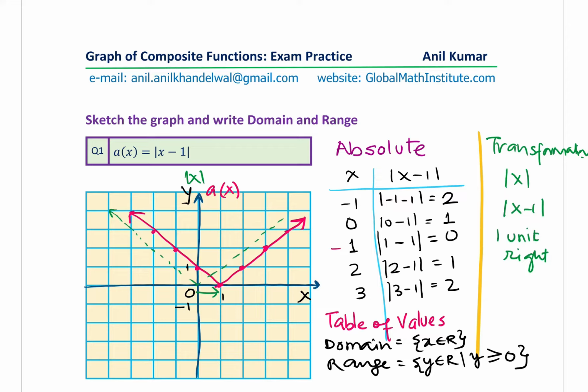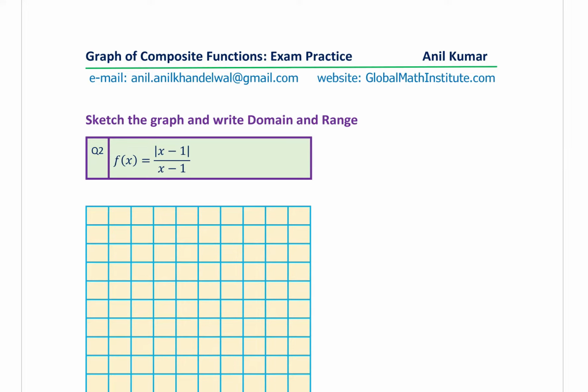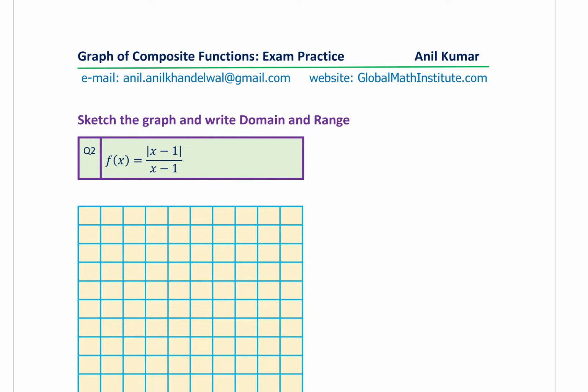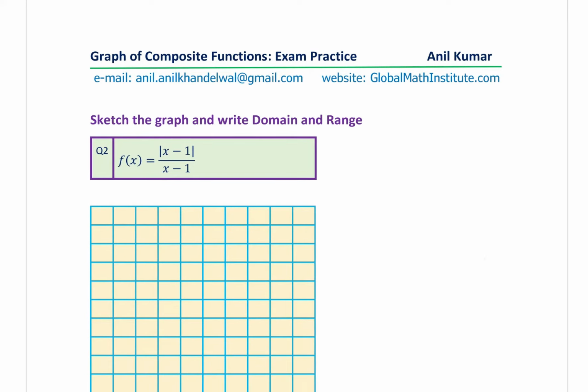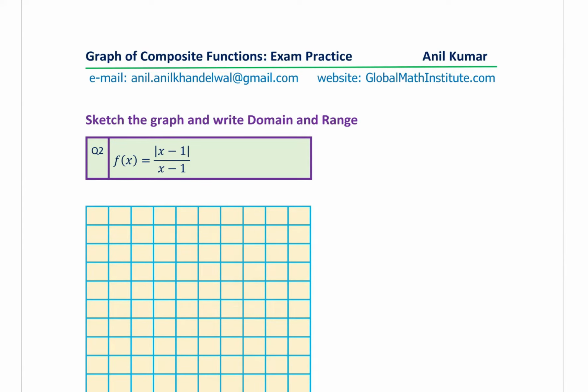Now let's take the graph of the next function, which is f(x), and it is written as the absolute value of x - 1 divided by x - 1. Now how should we sketch this particular graph? One way is that we could write the absolute function as a piecewise function, correct? In that case, we could actually write this as the absolute value of x - 1.